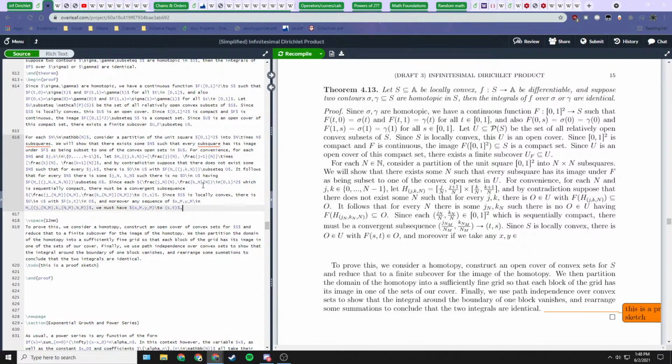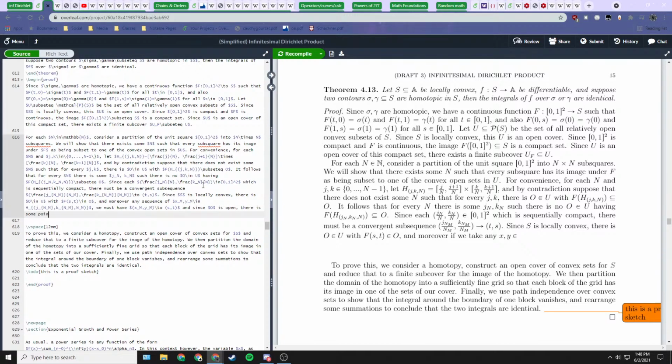And since O is open, there is some point m0 after which x sub m0 and y sub m0 is in O.